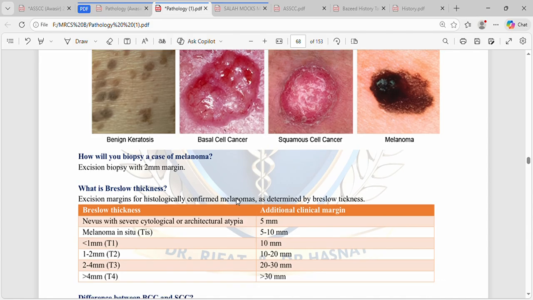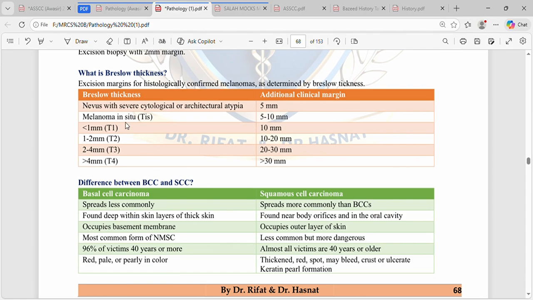Okay, how will you biopsy a case of melanoma? Excision biopsy with 2 mm margin. What is Breslow thickness? Excision margins for histologically confirmed melanomas are determined by Breslow thickness. These are the excisional margins for the melanoma.